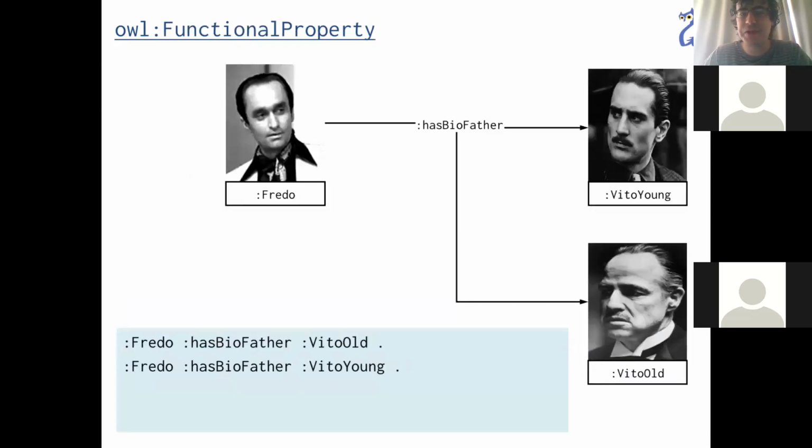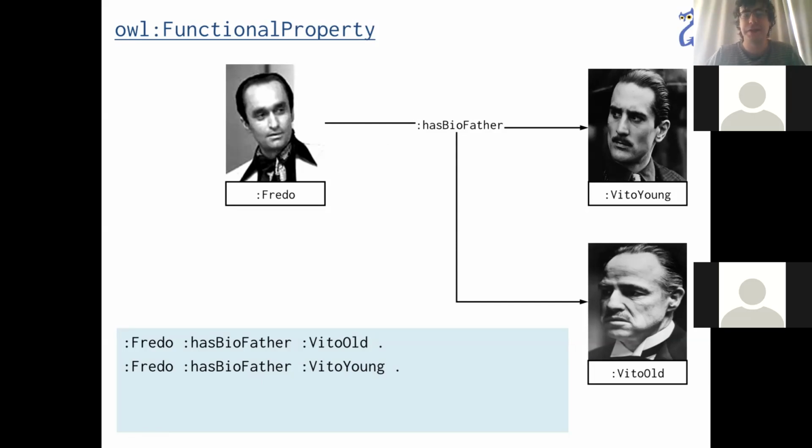Okay. So, functional property. From databases, we might remember the idea of a functional dependency: essentially, if we know A, then we know B. So if we know the root of a person, then we know their name, for example. It's similar here: a functional property is essentially a functional relationship. If we know Fredo, then we can know his biological father, since you can have at most one biological father.